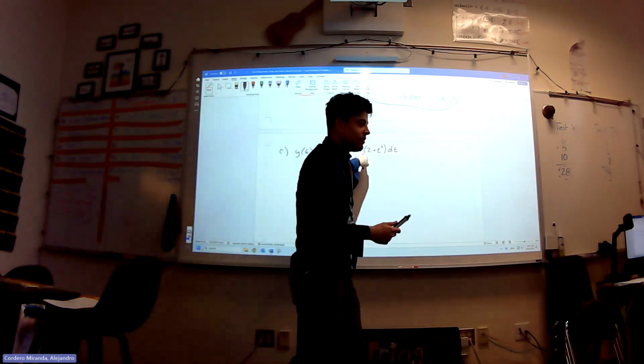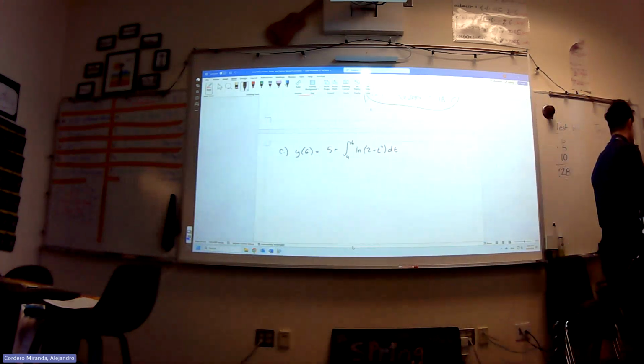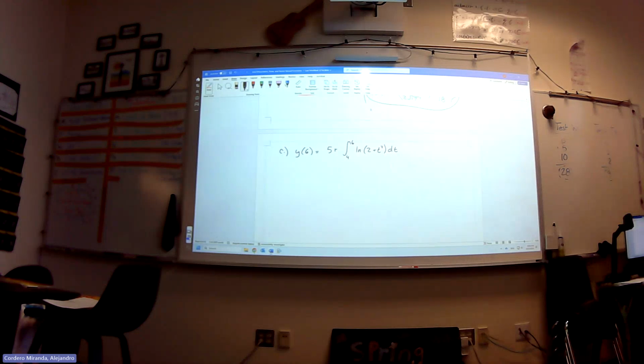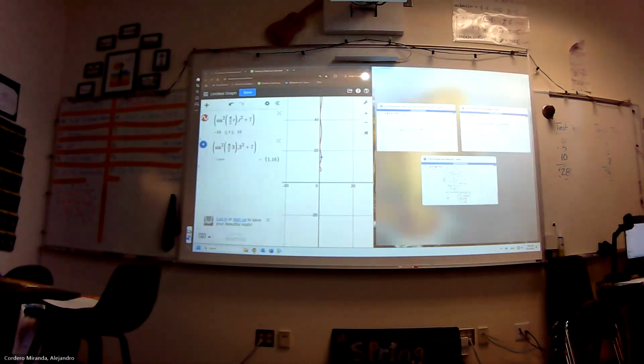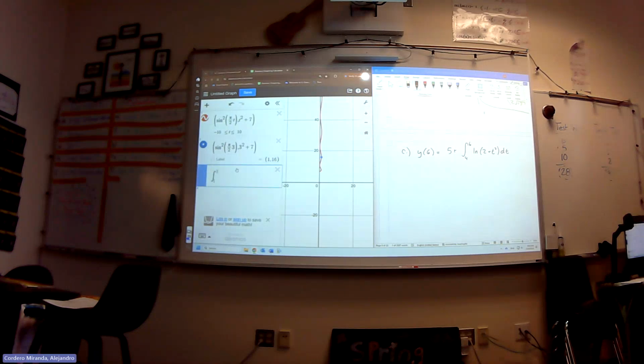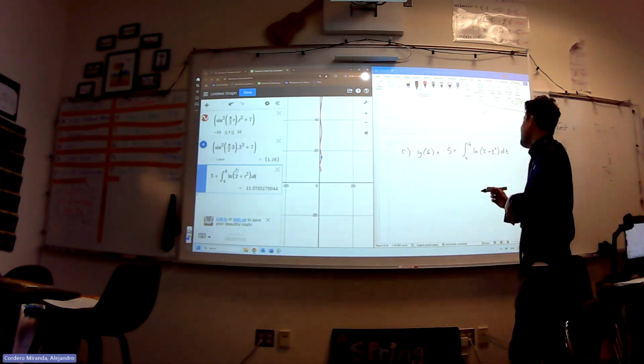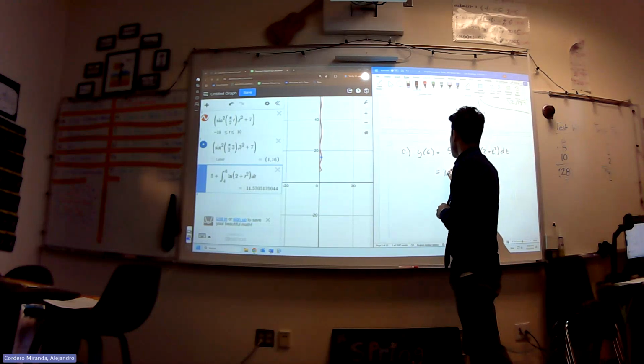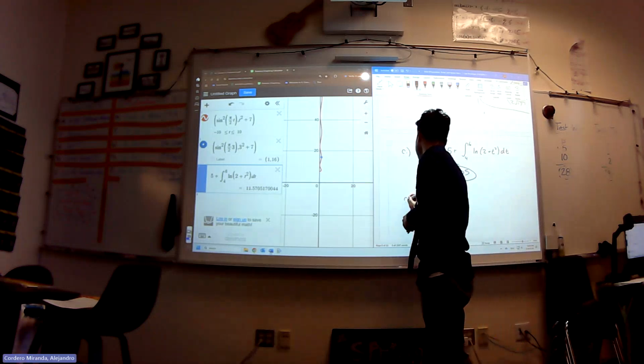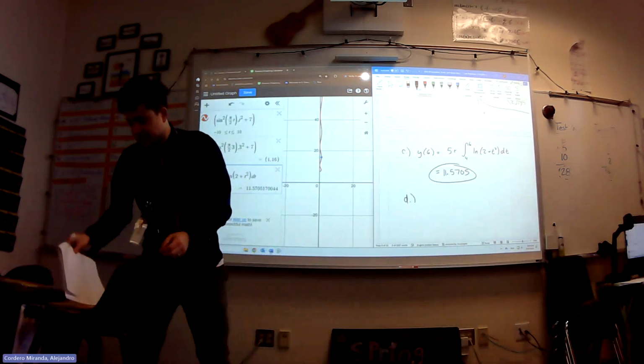That one for sure you can't do by hand. There is no antiderivative of this. So you put it in your calculator, in decimals, and you would get 5 plus the integral from 4 to 6 of natural log of 2 plus t squared. Nice. So this position was 11.5705. Boom.